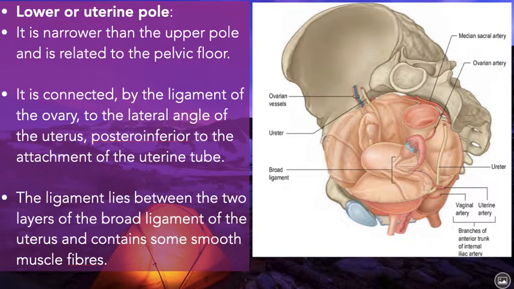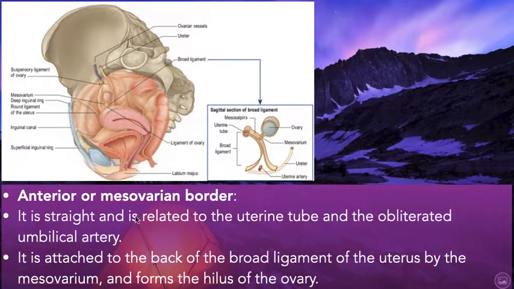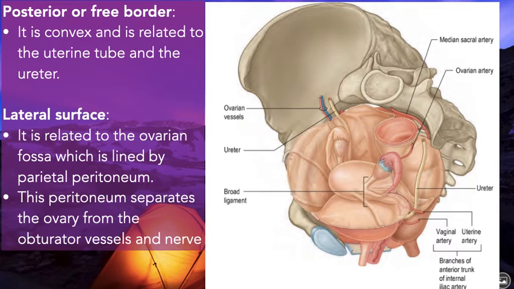smooth muscle fibers. Now coming to the anterior or the mesovarian border, it is straight and related to the uterine tube and the obliterated umbilical artery, attached to the back of the broad ligament of the uterus by the mesovarium and forms the hilus of the ovary.